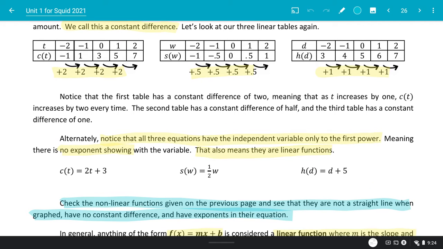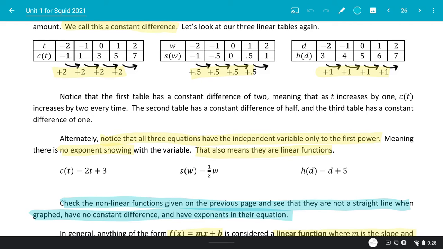Notice that the first table has a constant difference of 2, meaning that as t increases by 1, the function c of t increases by 2 every time. The second has a constant difference of a half and the third has a constant difference of 1. Isn't it amazing how this is all read? This is all just your reading, isn't it? Are you learning? Are you grabbing anything?